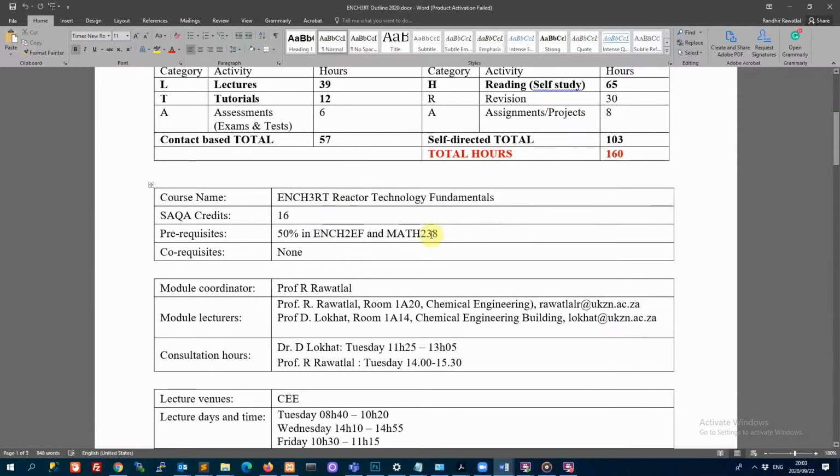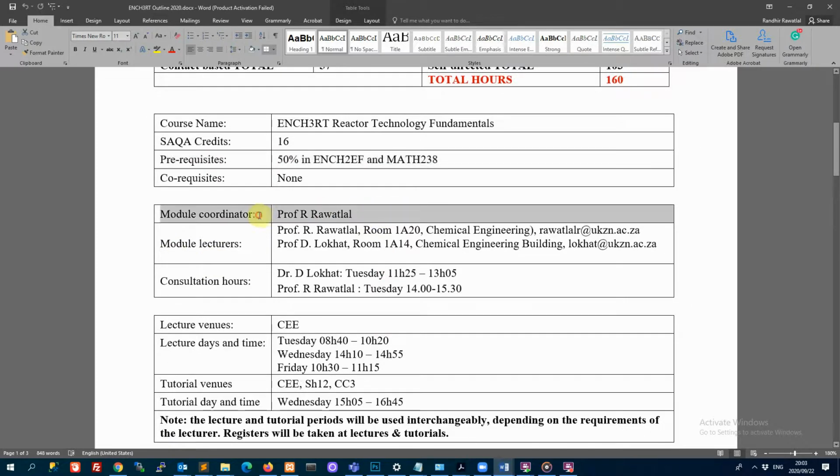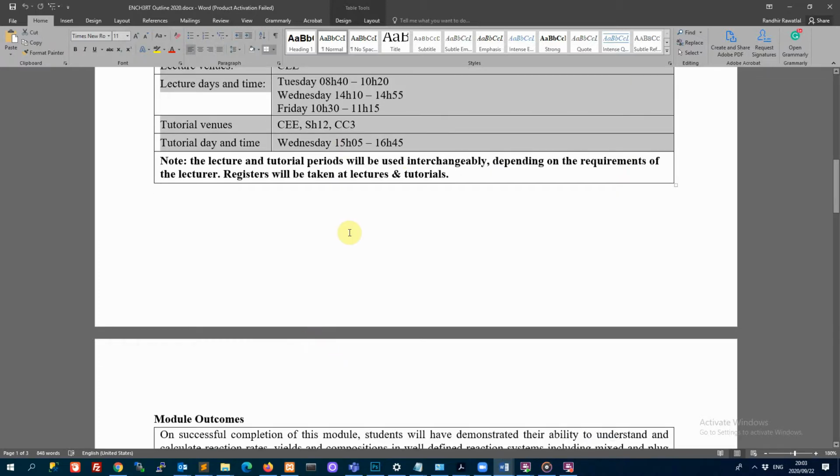So, of course, the prerequisites, we assume you've covered all this. And then I'm the module coordinator, and of course you have my email address by now. Prof. Lockhart is the other lecturer on the course, and you'll meet him in the second part later in the year. Of course, the venue is listed here, but this semester we won't be using that. Remote teaching and COVID-19 and all that.